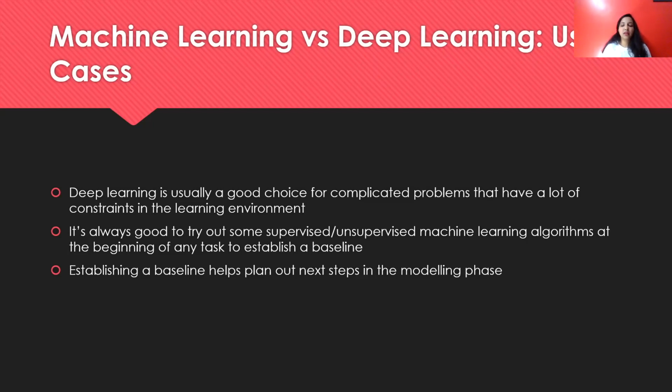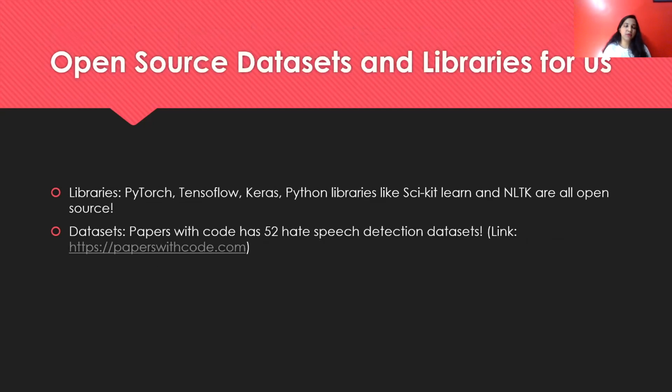So let's move on to the last part of our talk today, which is open source data sets and libraries for us to use. In terms of libraries, we have PyTorch, TensorFlow, Keras, and Python libraries like scikit-learn and NLTK. These are all open source. And if you've done any work in the machine learning community, you already know this.